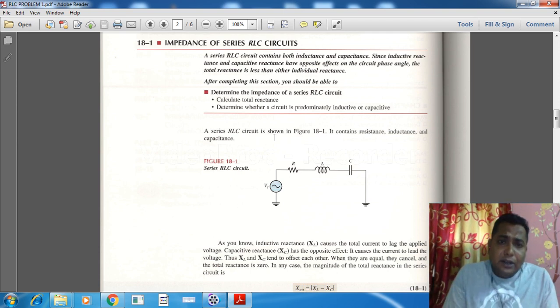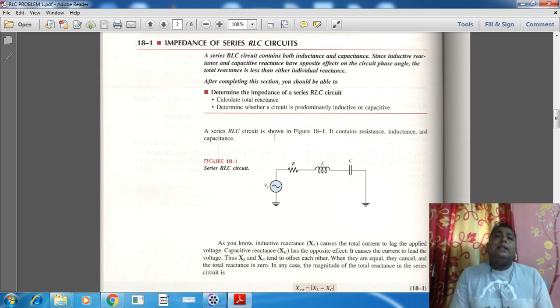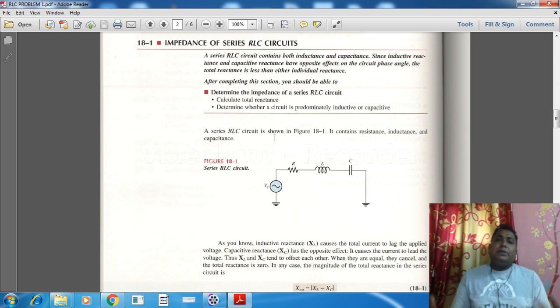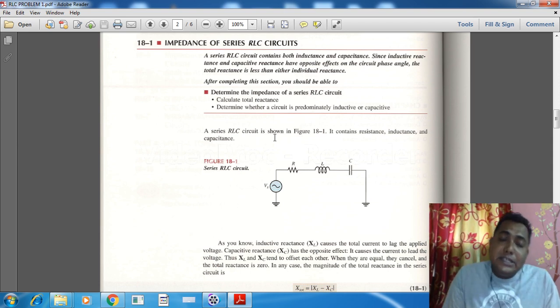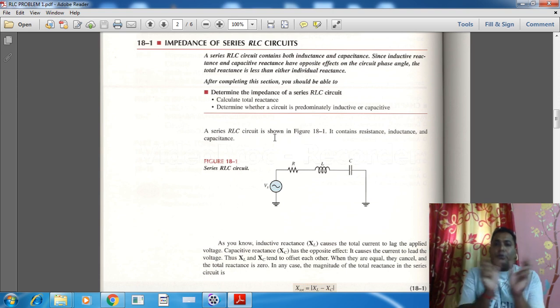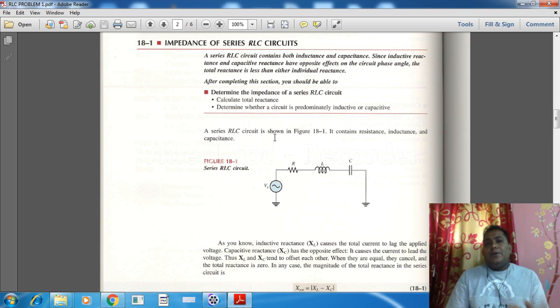So 1 by 2 pi f C is also a frequency dependent component, but try to understand the difference. In case of XL, the inductive reactance, the relation between frequency and inductive reactance is linear. In case of capacitive reactance, the relation between frequency and capacitive reactance is reversed. So with respect to a change of frequency, the values of the two components change in opposite directions. XL is directly proportional to frequency, and XC is inversely proportional to frequency. So what does that mean? That means if we are changing the frequency, say we are increasing the frequency.